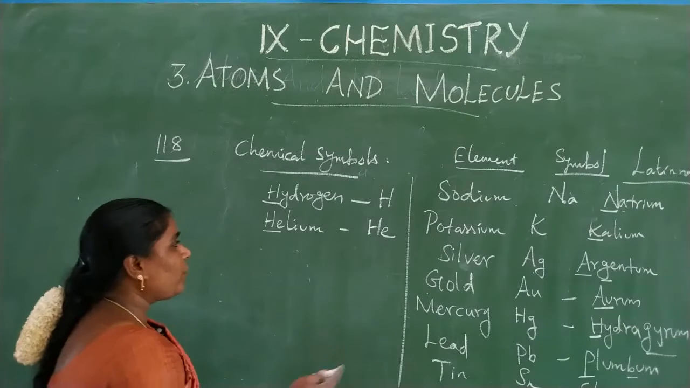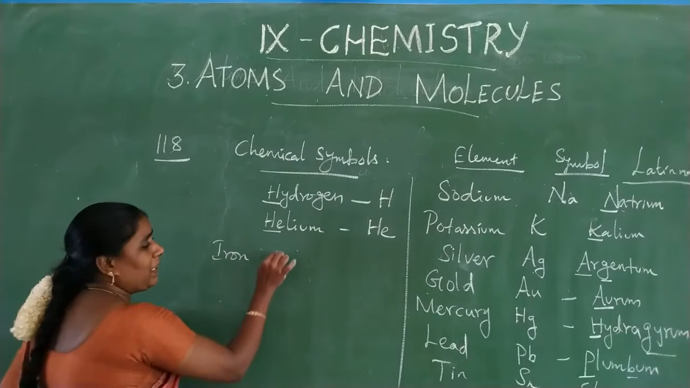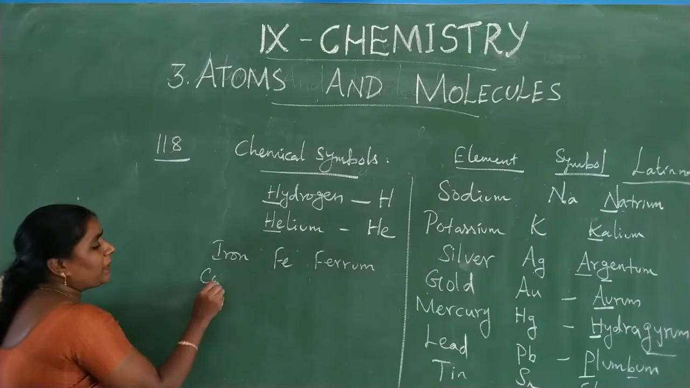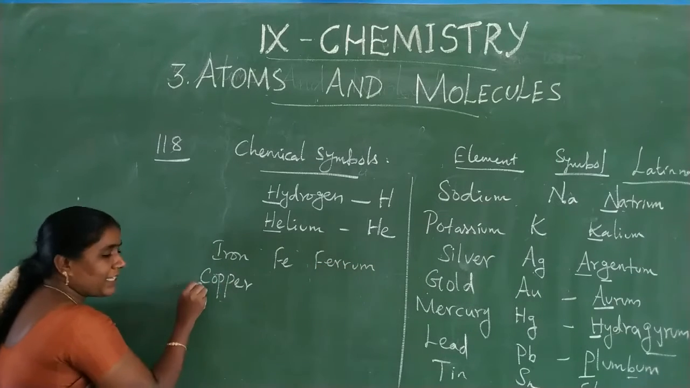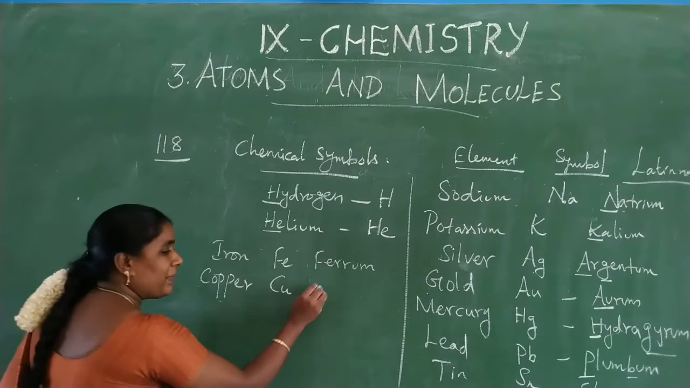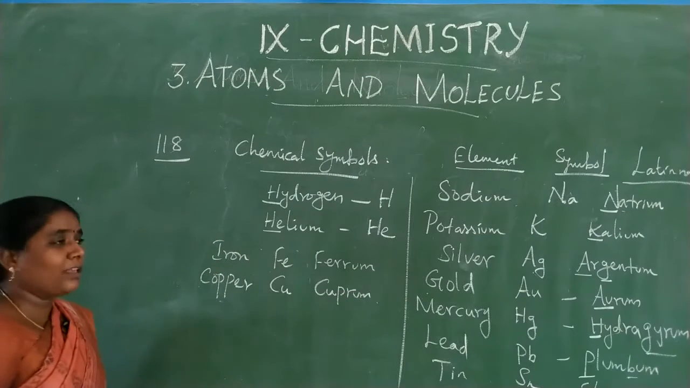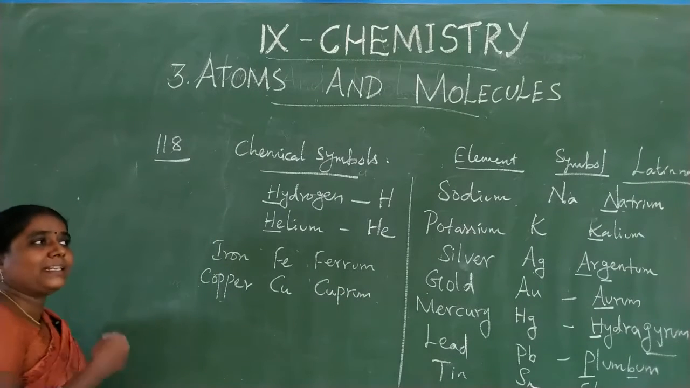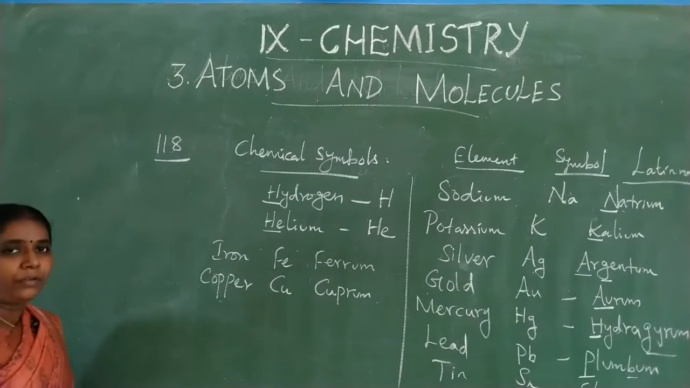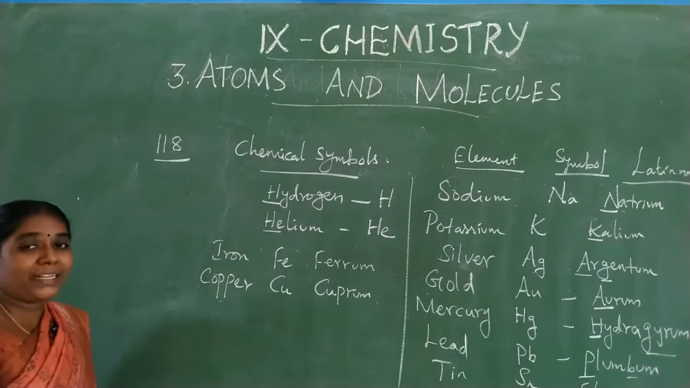Same like this, you can take it for iron. What is the symbol? Fe. The Latin name? Ferrum. Then copper: see, the first letter is C and the second letter is O, but we are using the symbol Cu. How are we taking it from its Latin name? It is cuprum. So likewise, we can take a symbol from its Latin name also. So a symbol is the short way of representing an element by using the first letter, or the first letter with another letter from its element name.